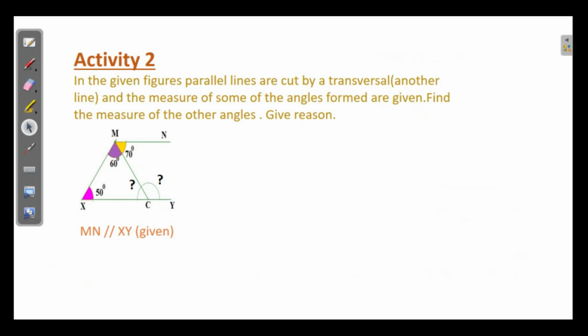Now activity 3. In the given figures, parallel lines are cut by transversal, by a transversal, another line. Transversal means another line cutting the parallel lines. And the measure of some of the angles formed are given. Find the measure of the other angles. Here question marks are there. Give reason.